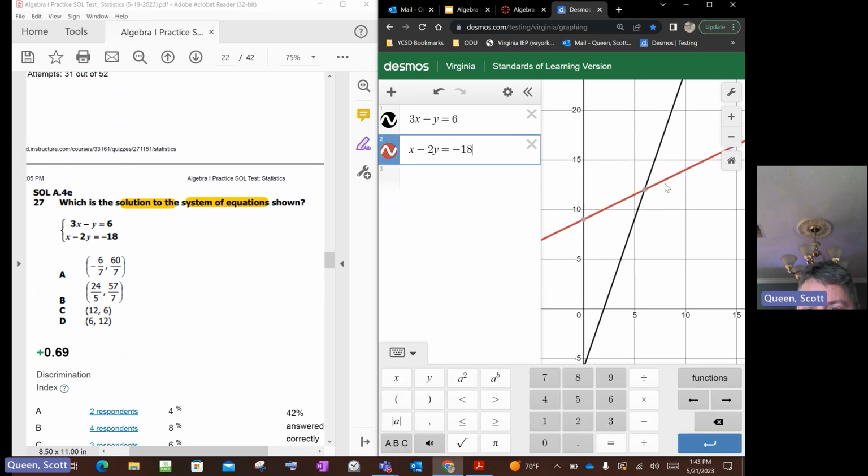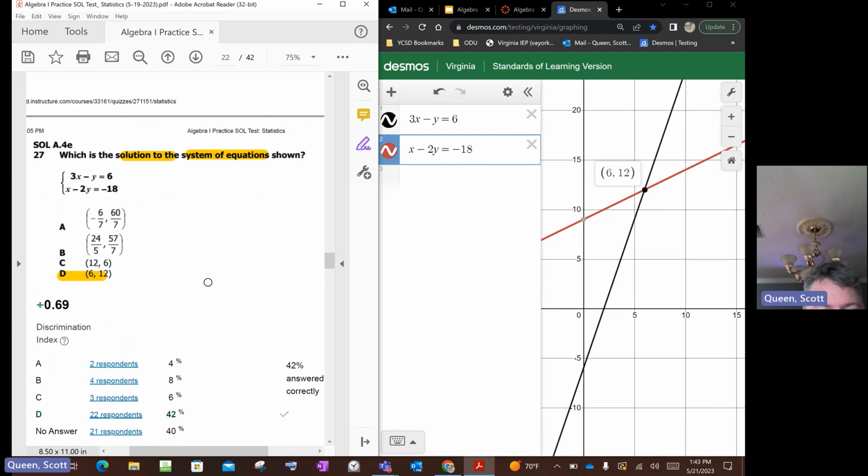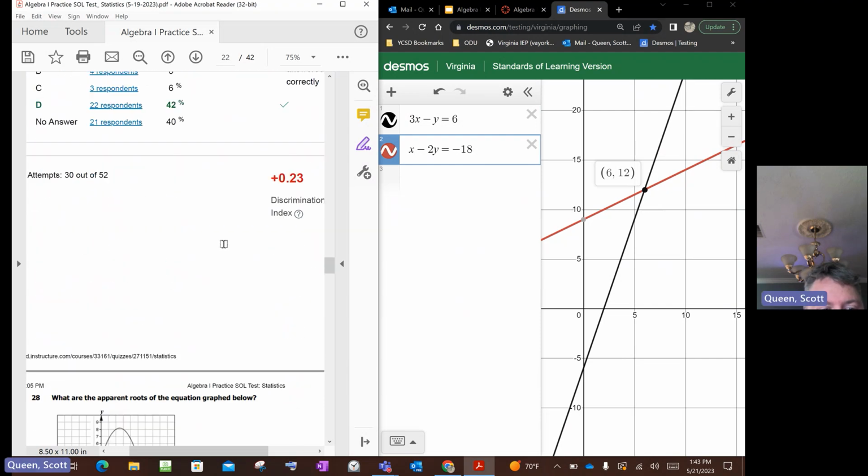Bring it back, remember, activate it, look at it and pin it: 6, 12. Do I see that? Yes, I do. That's right there. D is the answer. Please don't get that backwards, especially if you look at it here. It's in order for a reason, X value, Y value. Anyway, too many people miss this. I don't understand. Double check what you're putting in there. Make sure you get it right. All right, D. Okay, moving on.